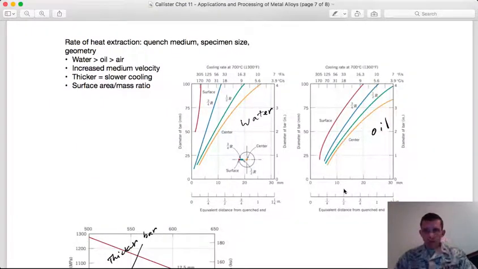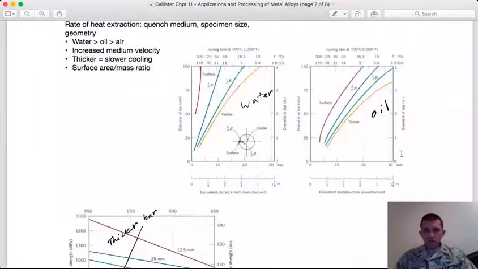Here we have, as we move away from the surface, the bar, let's see here, we have a diameter of the bar, so that would be 50 millimeters. Yeah, we're shifting to the left, so the water has faster cooling rates than the oil does. It's a more effective quench medium.